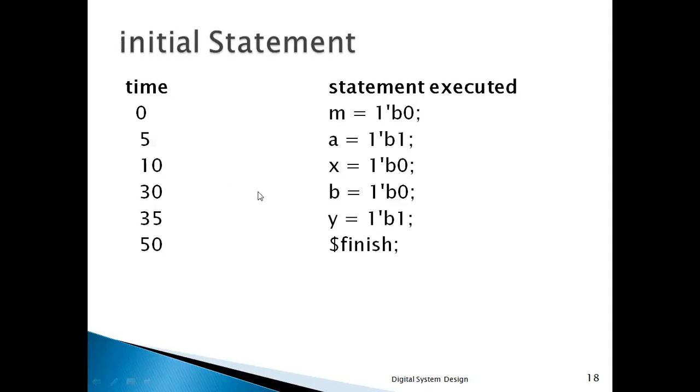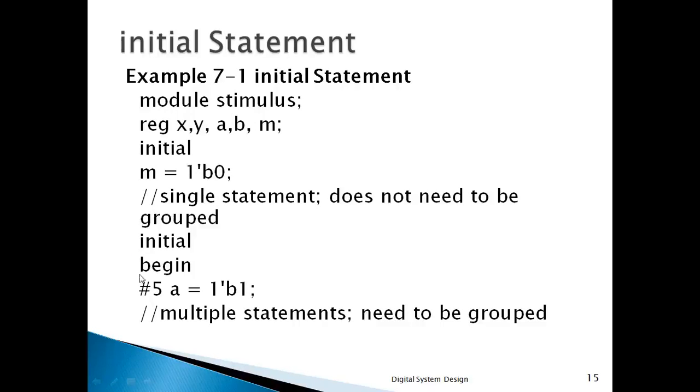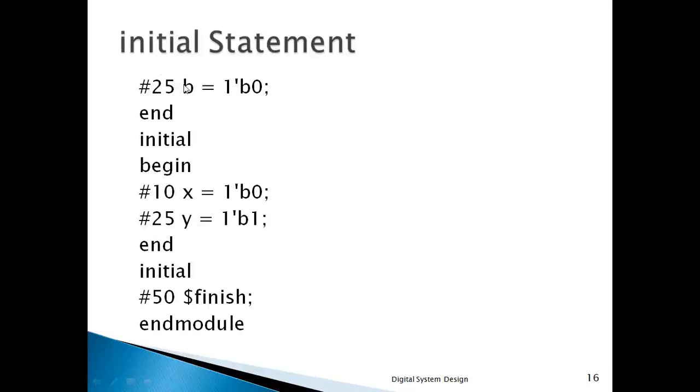Here you see this 5 and 10, A and X. Let's explain further. This A will be assigned at 5 time units. This B will be assigned at 30 time units. And now, this is another initial block. This X will be assigned at 10 time units because this is a separate initial block, and this Y is assigned the value at 35 time units.